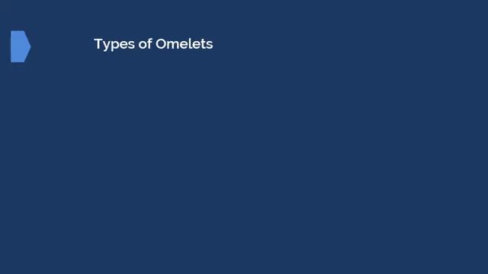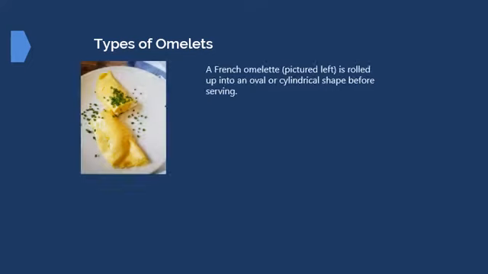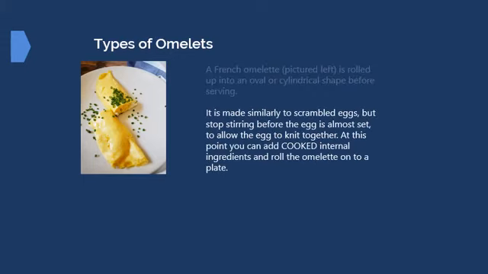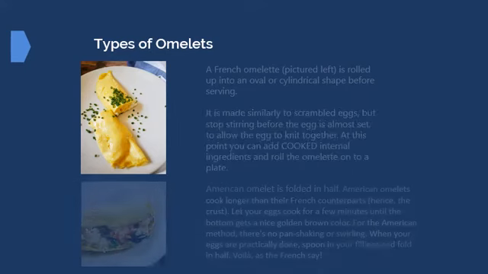There are two recognized types of omelets. The French omelet, which is pictured on the left, is rolled up into an oval or a cylindrical shape before serving. It's made similarly to scrambled eggs, but stop stirring before the egg is almost set to allow the egg to knit together. At this point, you can add cooked internal ingredients and roll the omelet onto the plate.